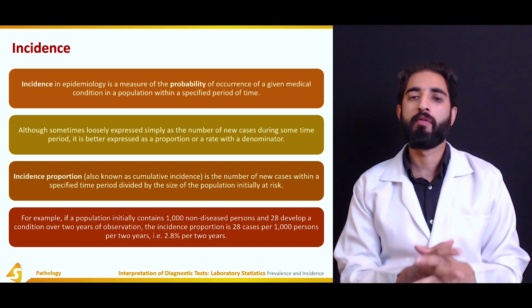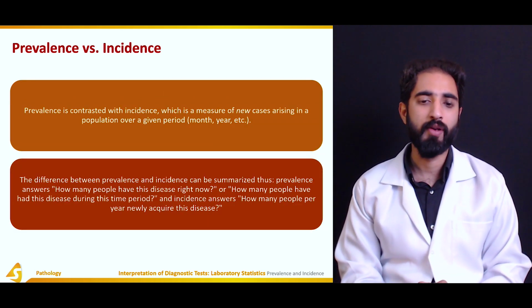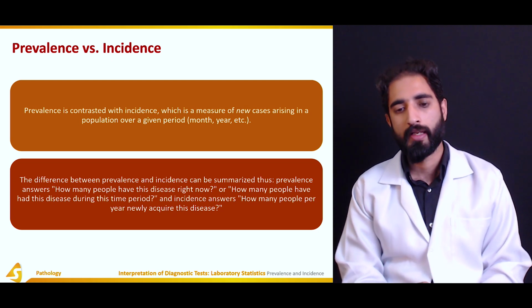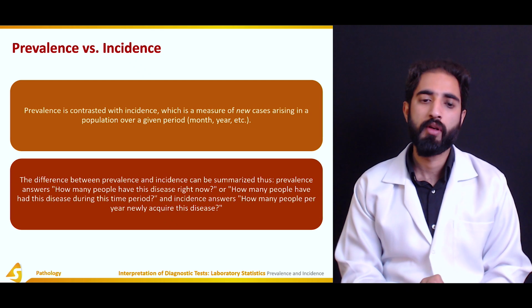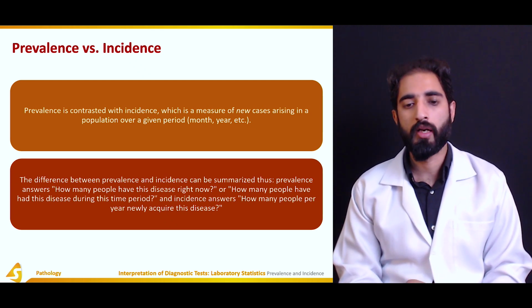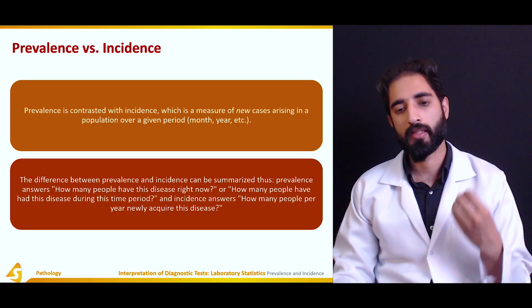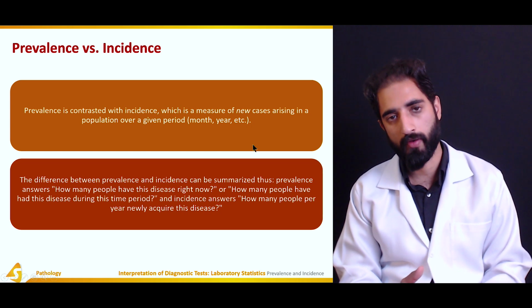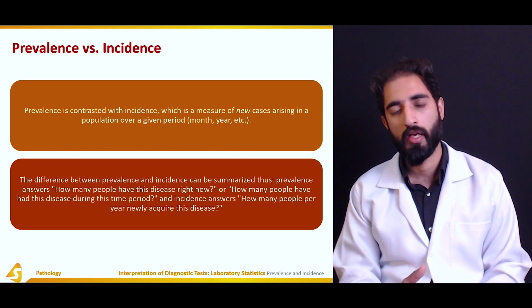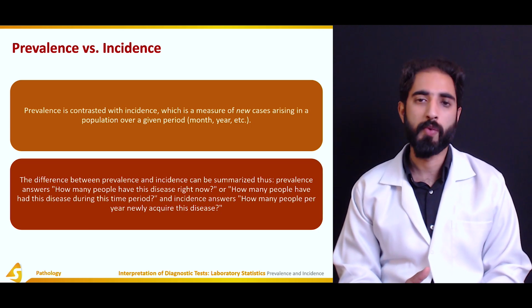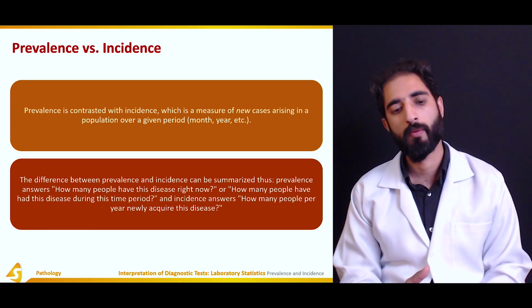Now, how is prevalence different from incidence? Incidence is a measure of new cases arising in a population over a given period, whereas prevalence also includes the individuals who had the condition well before the time of assessment.